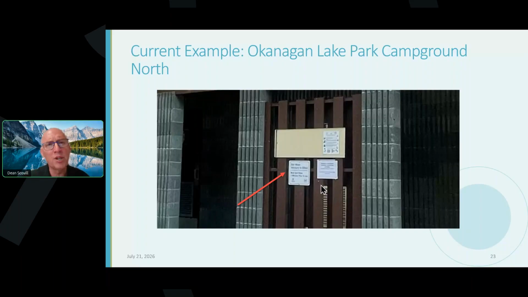But again, I want to hear your thoughts on this particular example I'm sharing with you when we come to the Q&A part of the presentation. Because again, you've got this great, beautiful campground, and then we've got a boil water advisory. Why does that have to exist? If we plan this out properly.